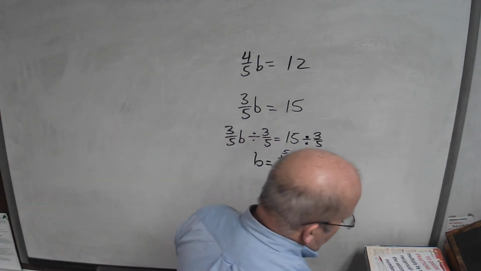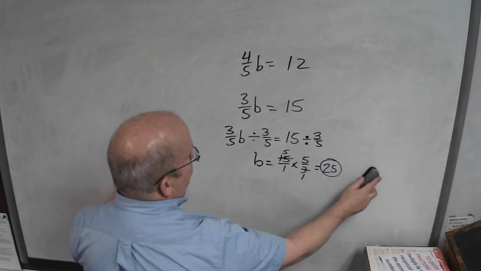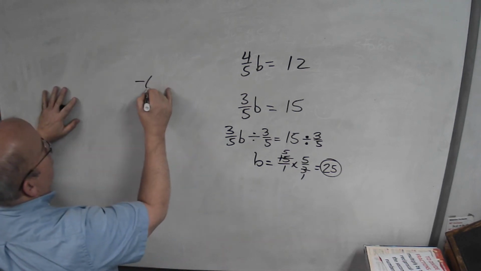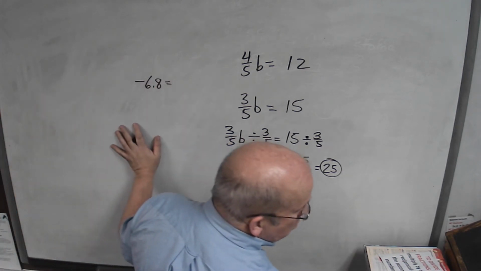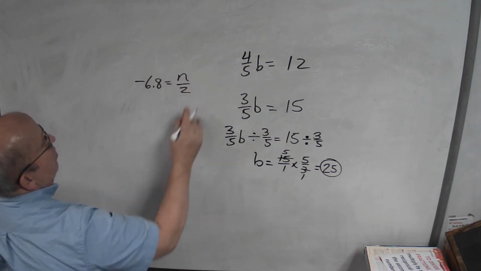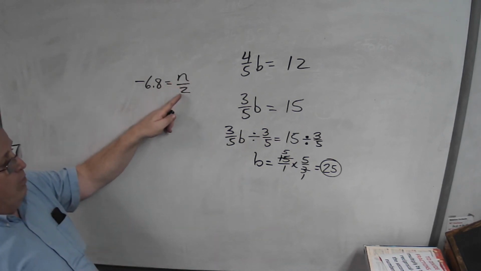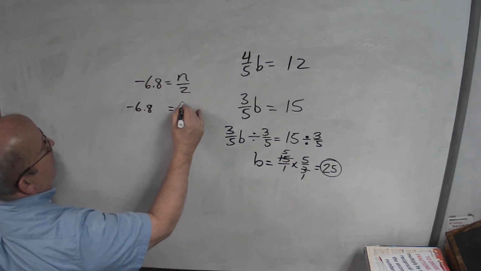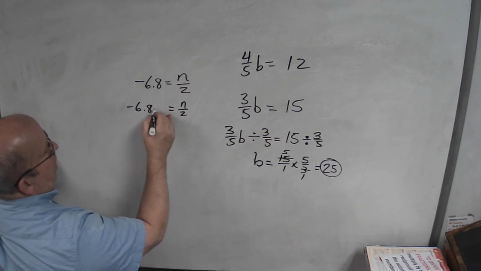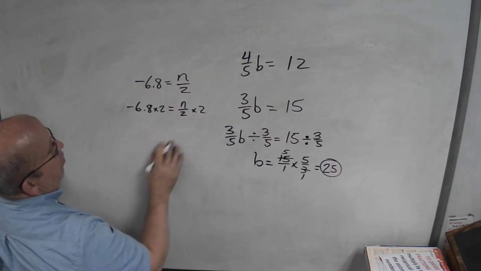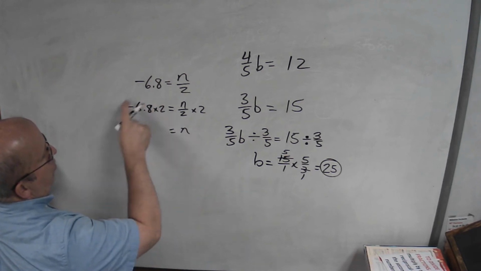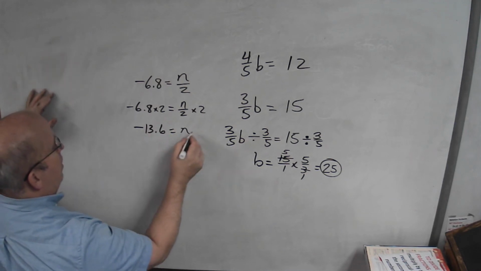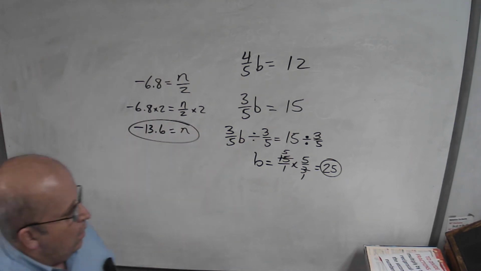How about something like number 43? Number 43, where they have decimal numbers. I'll do one similar to that. What if I had negative 6.8 equals n over 2? Well, n is attached to 2 by division. What's the opposite of dividing by 2? Isn't it multiplying by 2? You betcha. So I'm going to multiply both sides of the equation by 2, and that gives me an n value equaling negative 13.6. Negative 13.6. Okay.